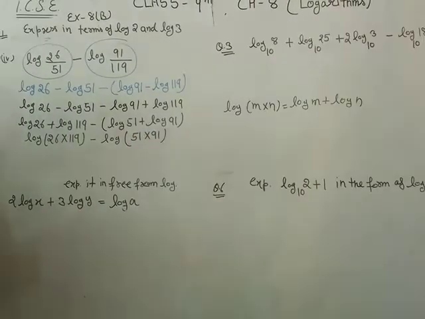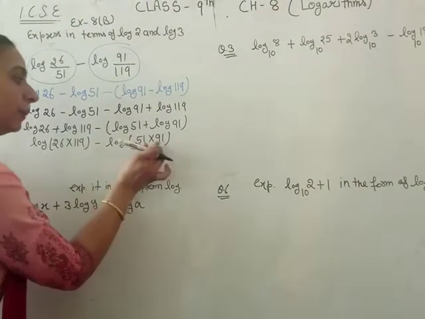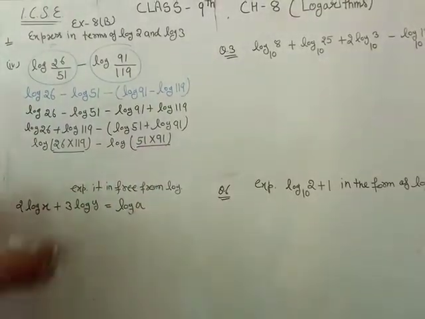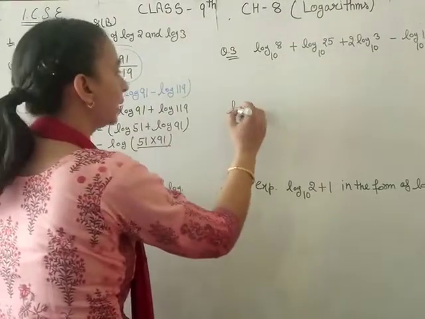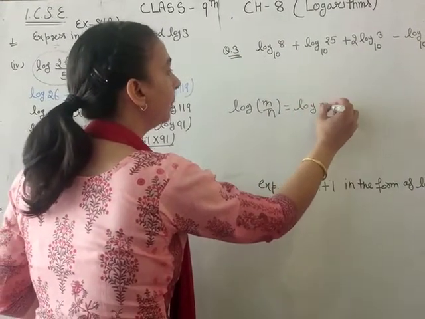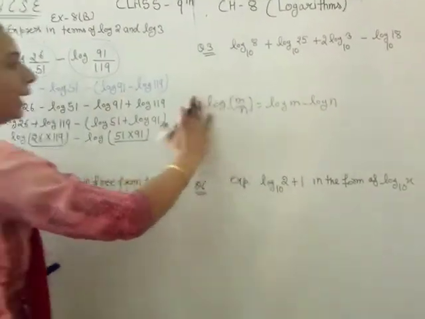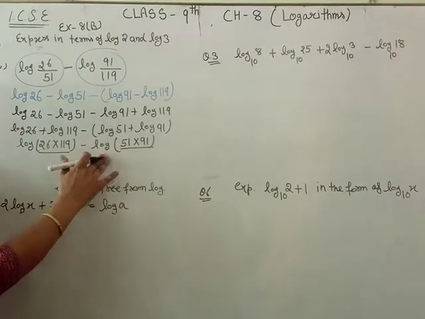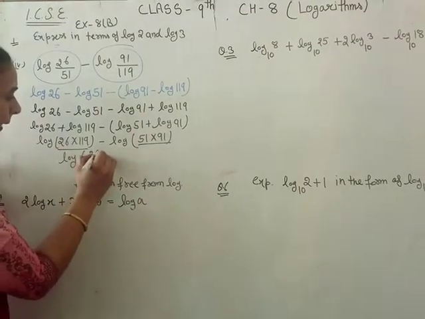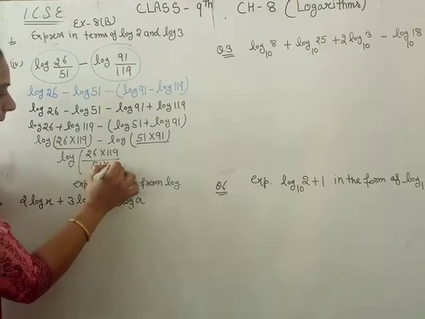Again, log of m minus log of n. Here there is a minus, and we have the quotient law: log m by n equals log m minus log n. If we have this form, then we write it as log m by n. So we write log of 26 multiplied by 190 divided by 51 multiplied by 91.